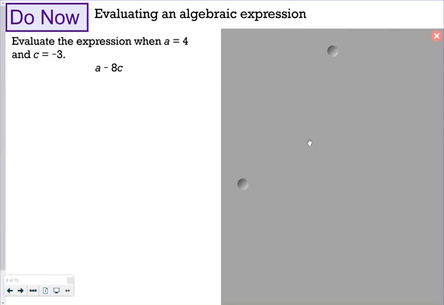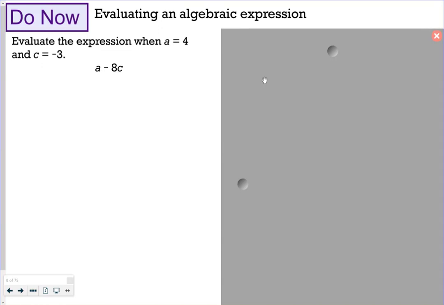The name of this topic is Evaluating an Algebraic Expression. So you see that I put the name of the topics generally at the top of the screen. So this particular one, hopefully it'll be fairly easy for you. So we're going to be reviewing order of operations while we're also evaluating algebraic expressions. So this particular expression reads A minus 8C. And the directions state evaluate the expression when A equals 4 and C equals -3.